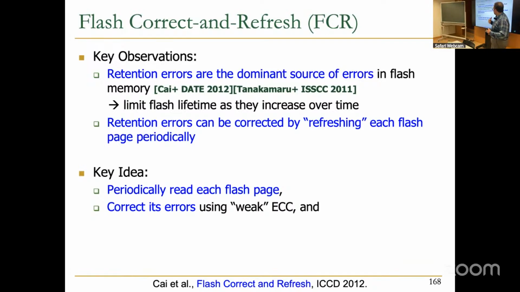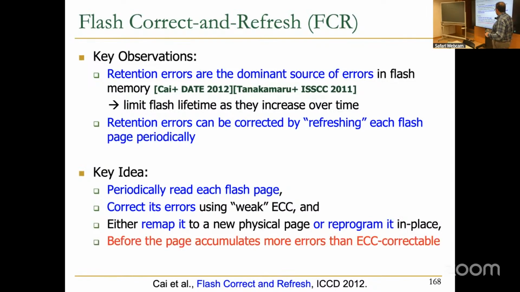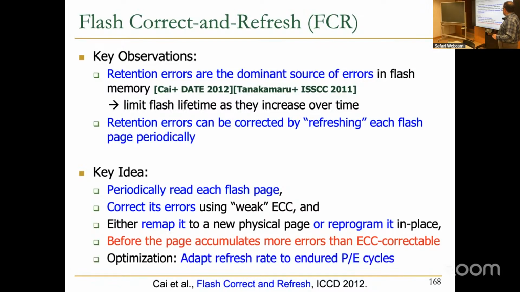So you write, and after some time you read, and hopefully by the time you are reading, the number of errors is not that much. So you can fix them with weaker ECC. And then you either remap it to a new physical page or reprogram it in place. Basically, you should be careful to do it before the page accumulates more errors than the ECC correctable capability.